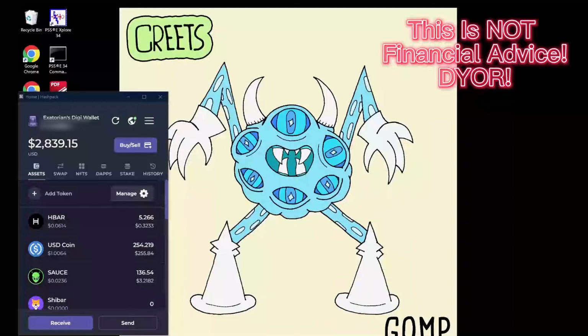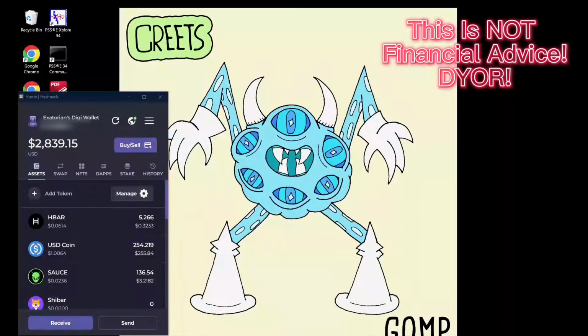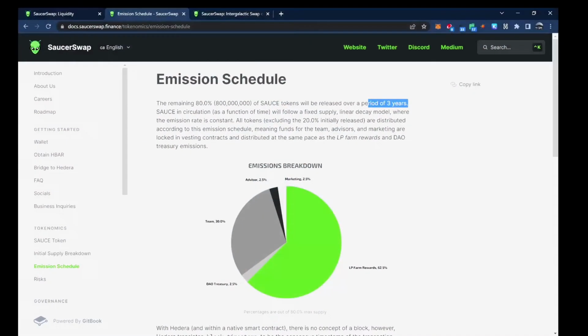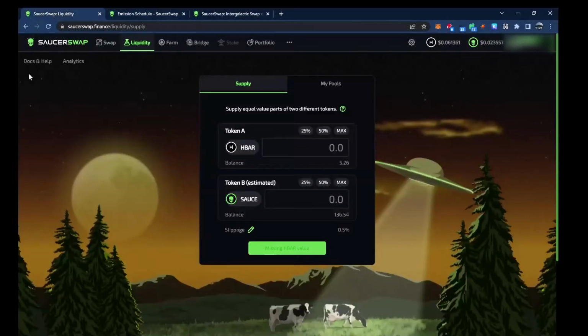Every time a transaction is made, a payment is made to your smart contract. The amount is based off your percentage share of the pool, and also the Decentralized Exchange's Emission Schedule. So if we go to SaucerSwap's Emission Schedule here, which can be found using the Docs and Help tab just here.